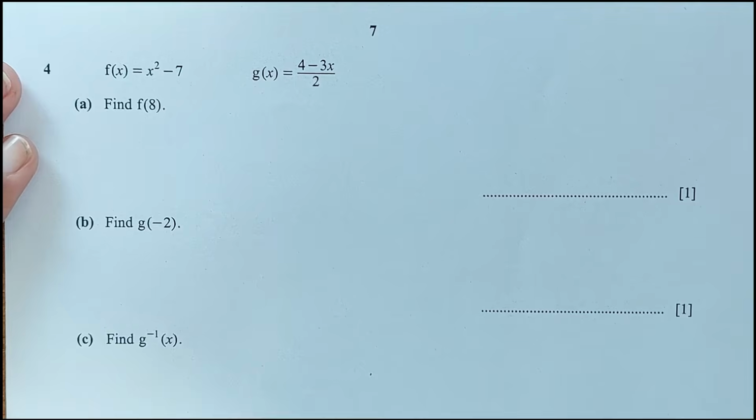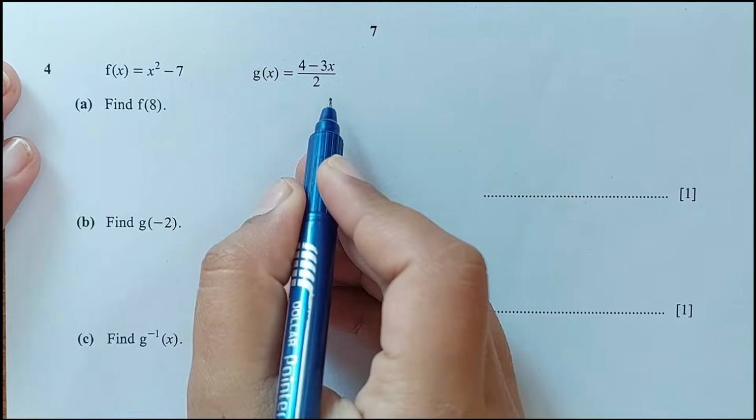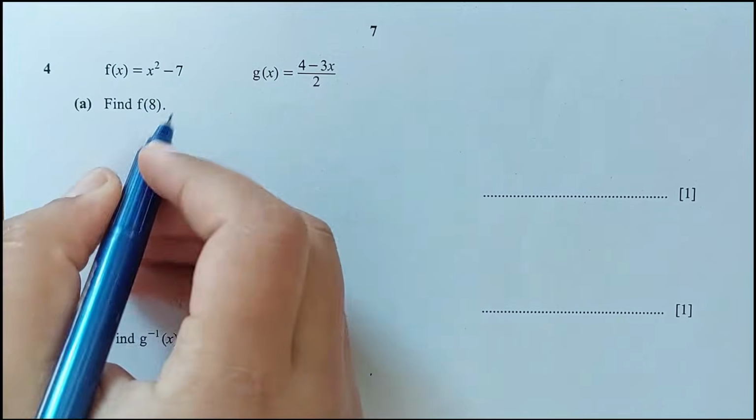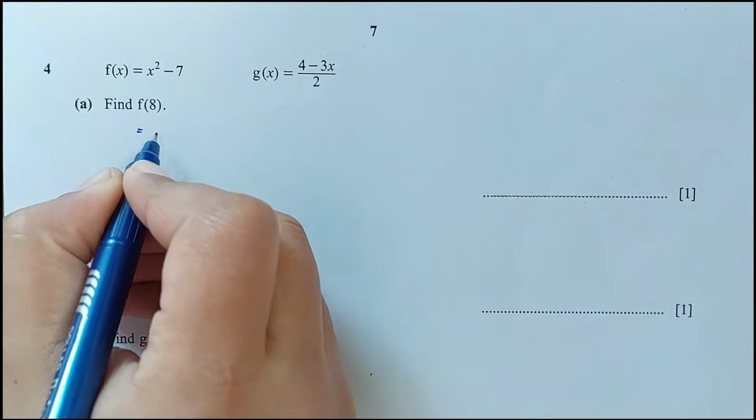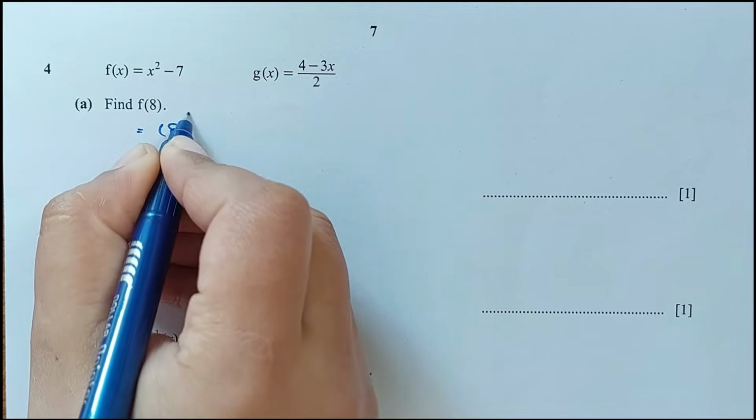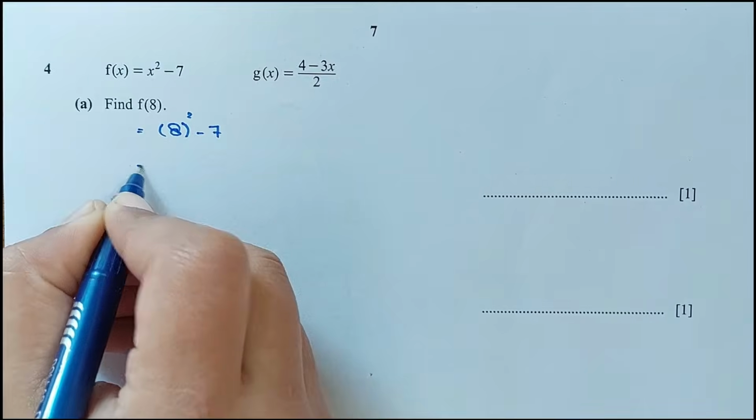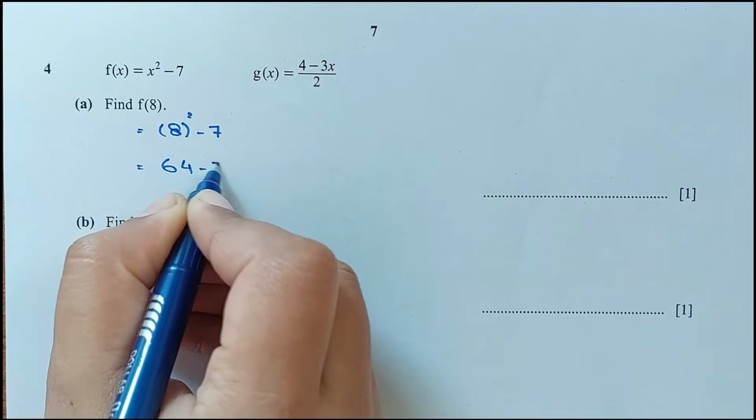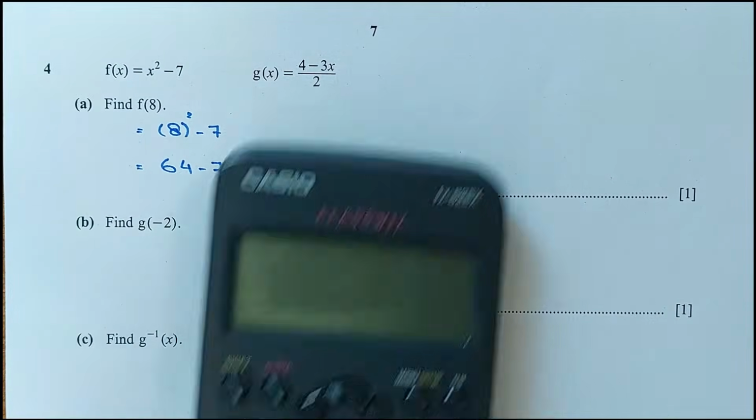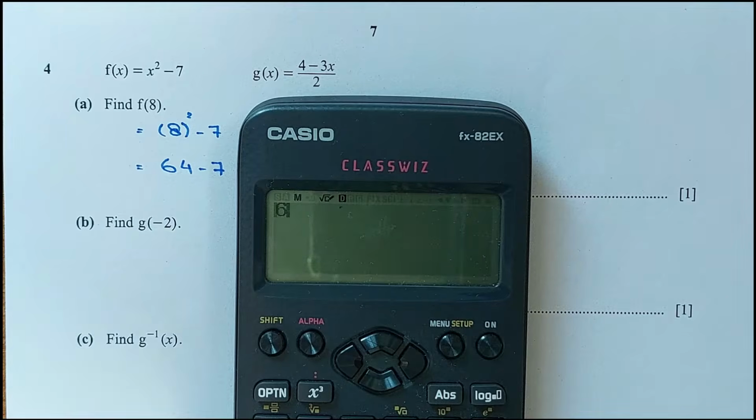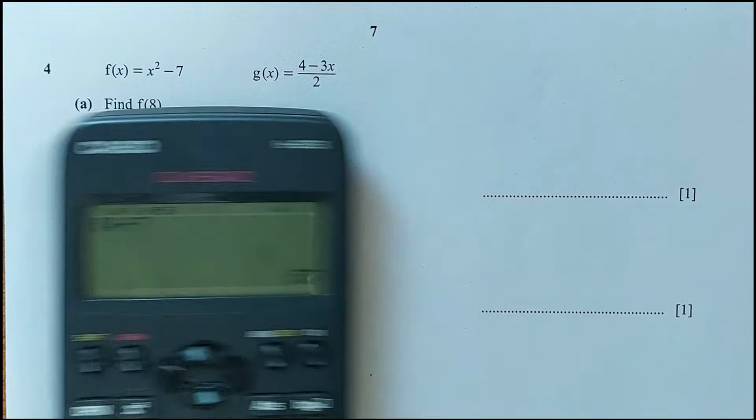Question number 4, f of x and g of x. We have given the two functions. Part A, find f of 8. So what is f of 8? F of 8 is 8 squared minus 7. 8 squared is 64 minus 7. Okay, what is 64 minus 7? This is 57.